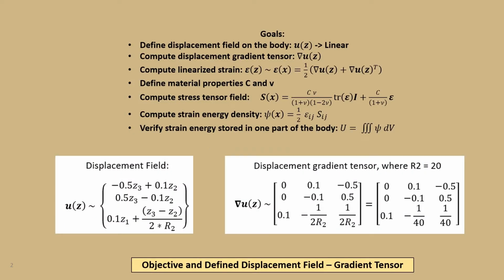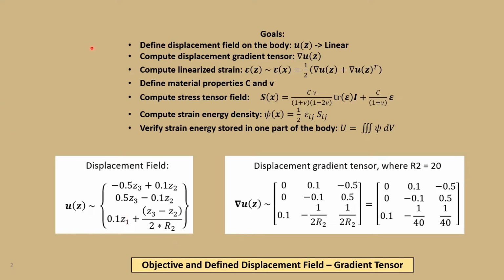The goals for this week's project are highlighted above. As you can see, we are tasked with defining the displacement field on our body, and I'll still be using my silo shape that I've been using for my previous projects. Preferably, this displacement field is said to be linear but still relatively complicated. As you can see, it turns out to be relatively complicated through this expression here.